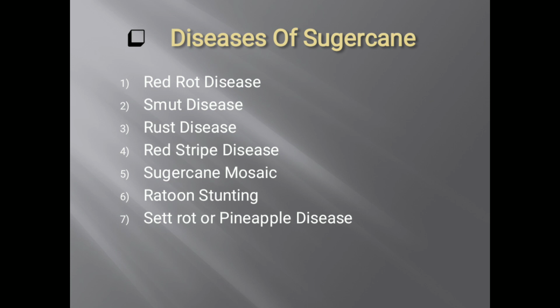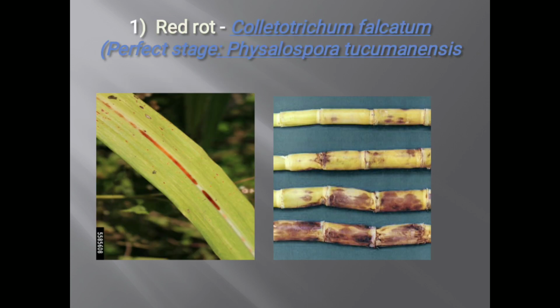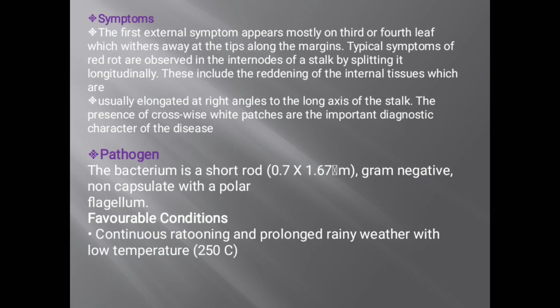That is red rot of sugarcane, smut, that is whip smut, then rust disease, red stripe disease, sugarcane mosaic, ratoon stunting, and set rot or the pineapple disease of sugarcane. The first disease is red rot of sugarcane, which is caused by Colletotrichum falcatum, and at the perfect stage, Physalospora tucumanensis. So here is the photograph.